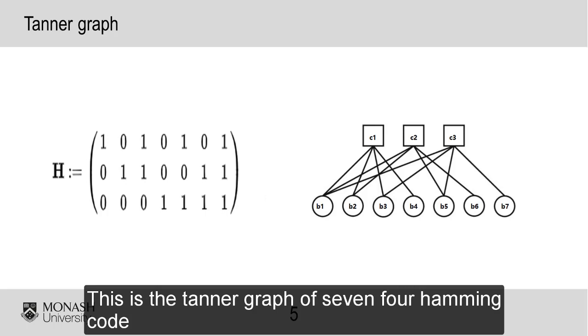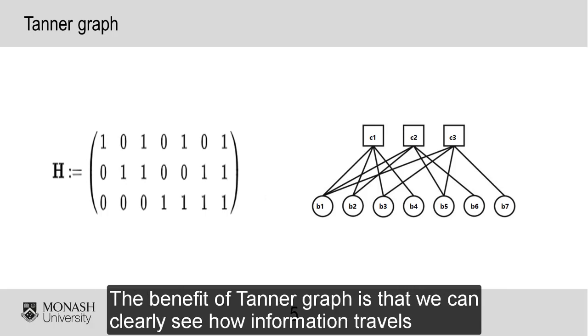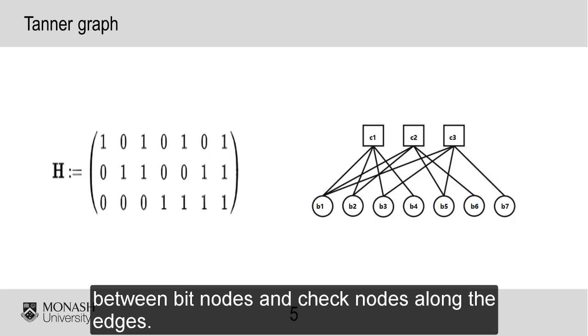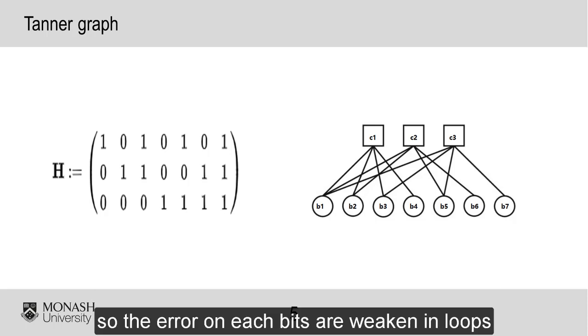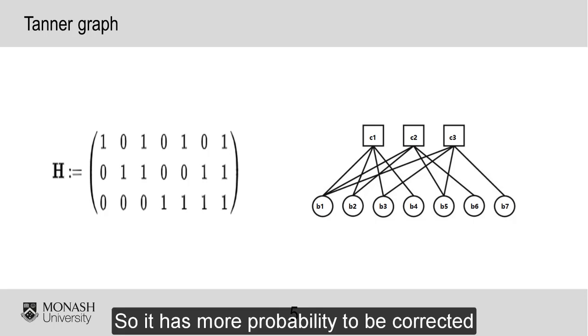This is a Tanner graph of 7/4 Hamming code. The benefit of the Tanner graph is that we can clearly see how information travels between bit node and check node along the edges. In particular, we hope the cycles to be as long as possible, so the errors on each bit are weakened in loops. It has more probability to be corrected.